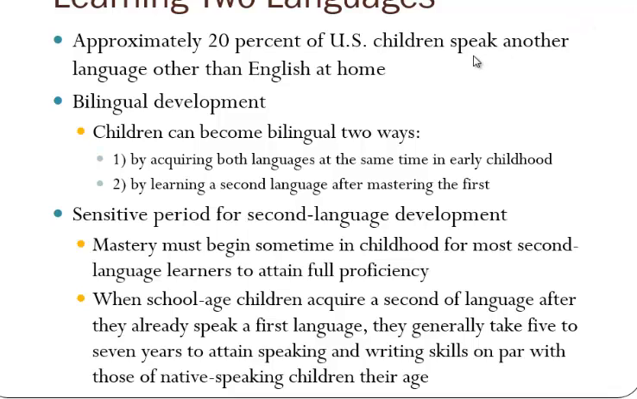Approximately 20% of all U.S. children speak a language other than English at home. And there are 2 ways children can become bilingual. Either they can acquire both languages at the same time, where both are spoken, especially if you have an expatriate family, an American family that moves to Israel or something, and they hear both Hebrew and English constantly.